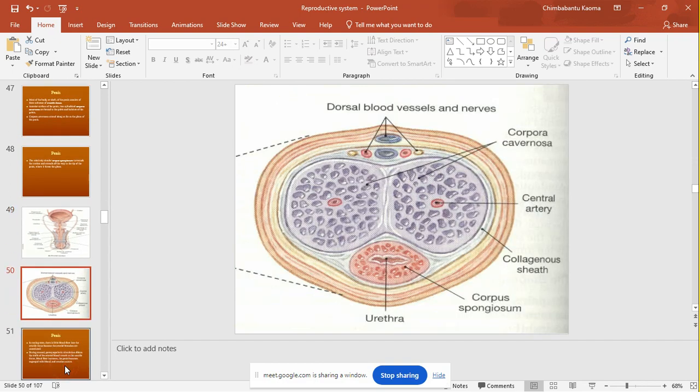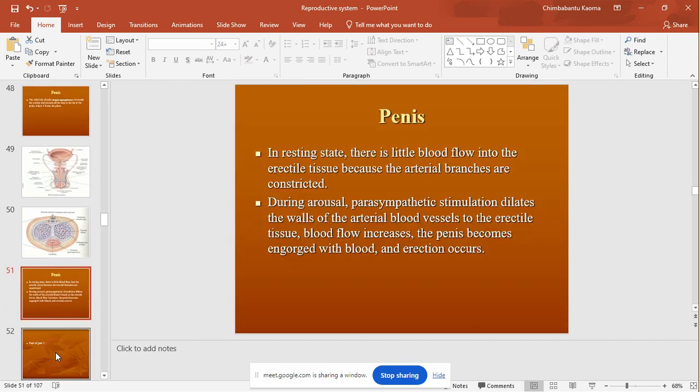You would appreciate it better here if, God forbid, your penis was cut. This is how it would appear. So you can see that we've got our corpus spongiosum and the two corpora cavernosa. You can see that the corpus spongiosum does surround the urethra, and you can see that we do have a central artery in the corpora cavernosa. So something that we already know.